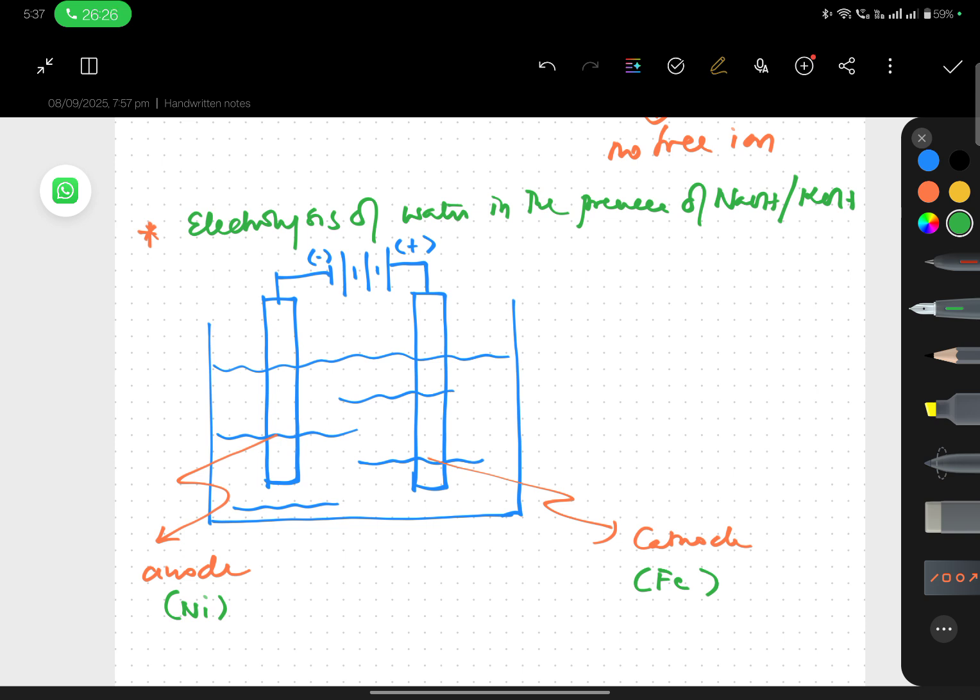What is oil rig? Oxidation, loss of electron, reduction, gain of electron.